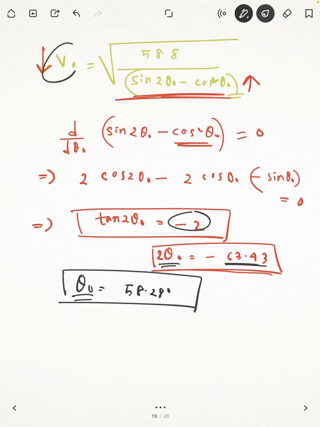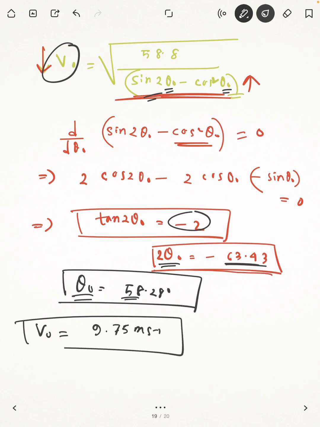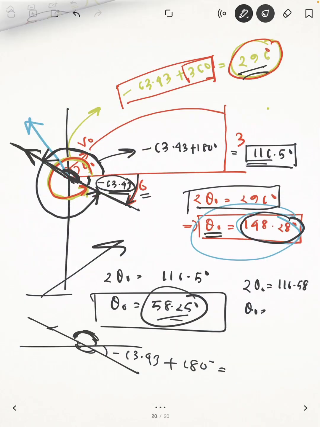And if you put this theta naught in this equation, then you can get the v naught, because we have only theta naught and v naught here unknown. So if you put this theta naught in this equation, you're going to get the v naught as 9.75 meter per second. So the footballer needs to kick the ball at this velocity, at this angle, to reach 6 meter horizontal distance and clear the fence. Okay, so that was very interesting math, and you have to really interpret that angle, how the things are happening.